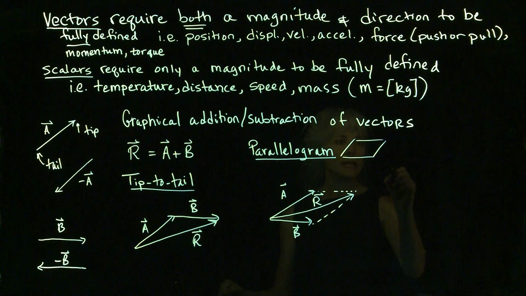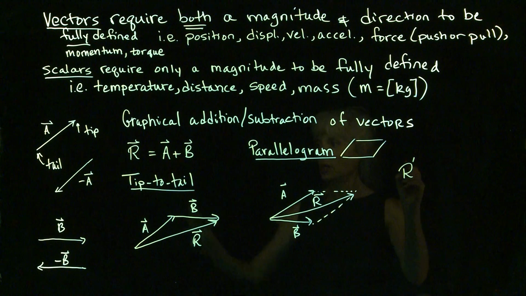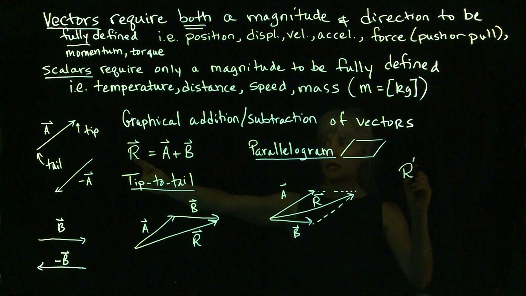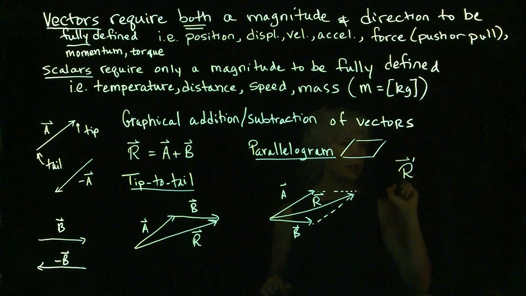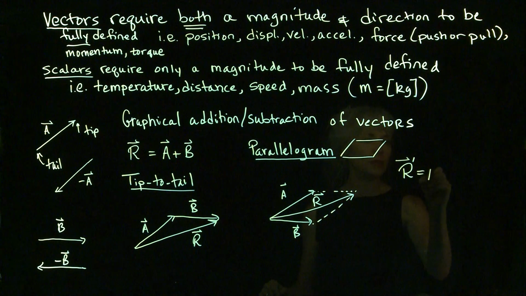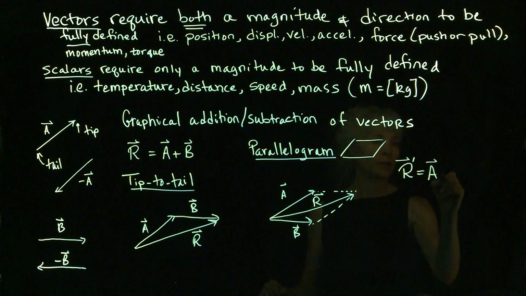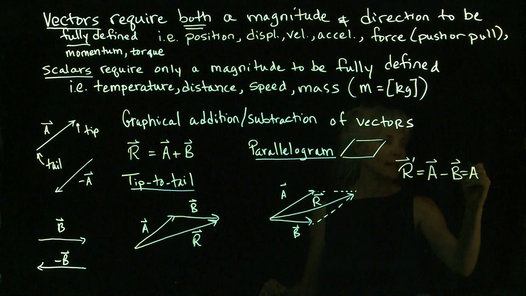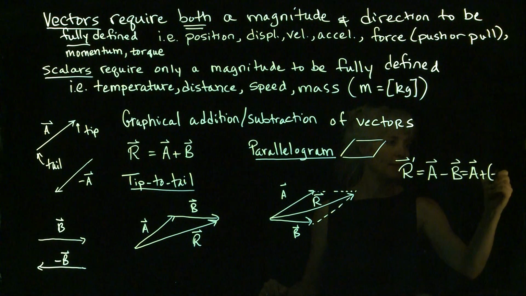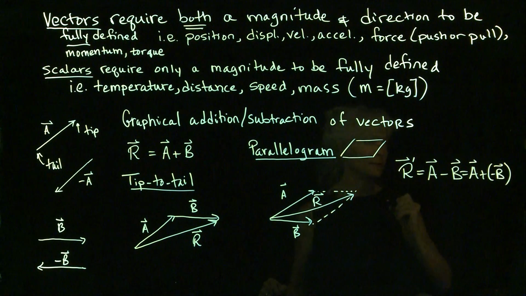So now let's say that I want to take a subtraction of two vectors. So let's say my resultant vector, and I'm going to put a prime on this because I want to distinguish it. This is going to be a different vector than this one right here, so I'll put a prime just to distinguish it. This vector R' is going to be vector A minus vector B, but I can write this as A plus (minus B).